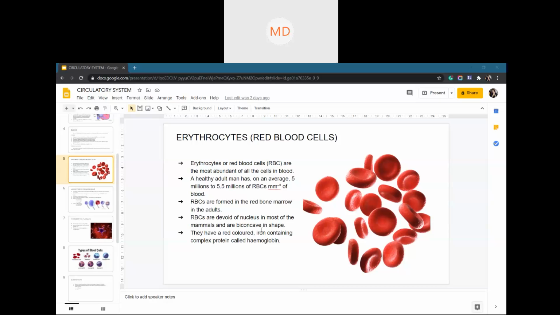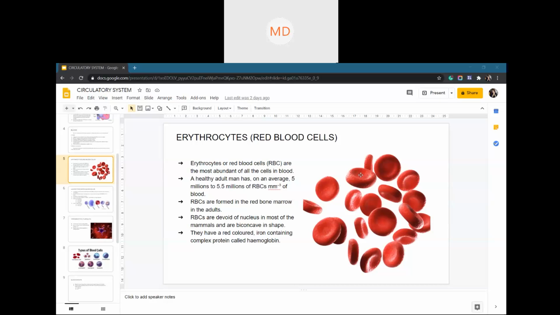Okay, the things that you need to remember about red blood cells is that first, it is the most abundant out of all the cells. Second is that it is formed from the bone marrow. That is, it originates from the bone marrow. Then it does not have any nucleus, neither does it have any mitochondria. Then the shape of the red blood cell is biconcave and it is red in color.